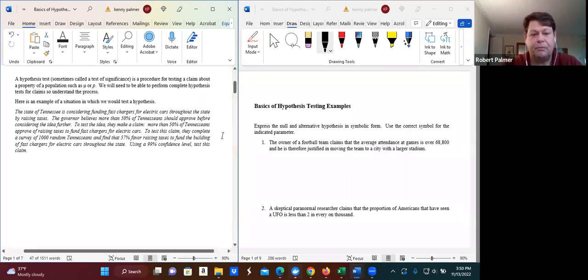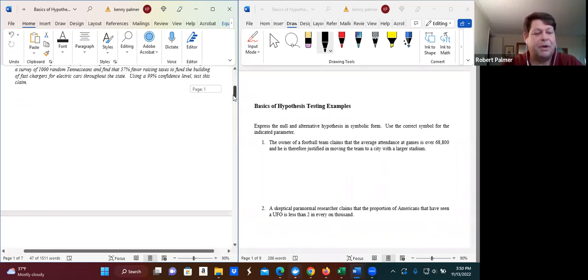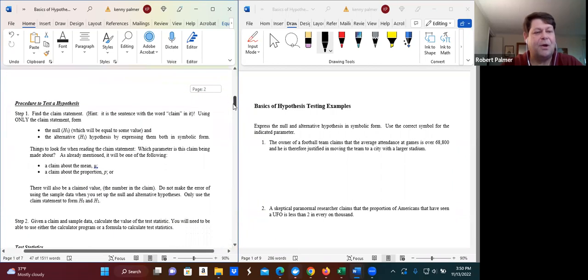Okay. Now, let's move on. So we got the idea of a hypothesis. Let's talk about our procedure to test a hypothesis. I'll break this down into steps. Our first step is to find the claim statement. The one we just did, we found that. Often there's actually the word "claim" in it.